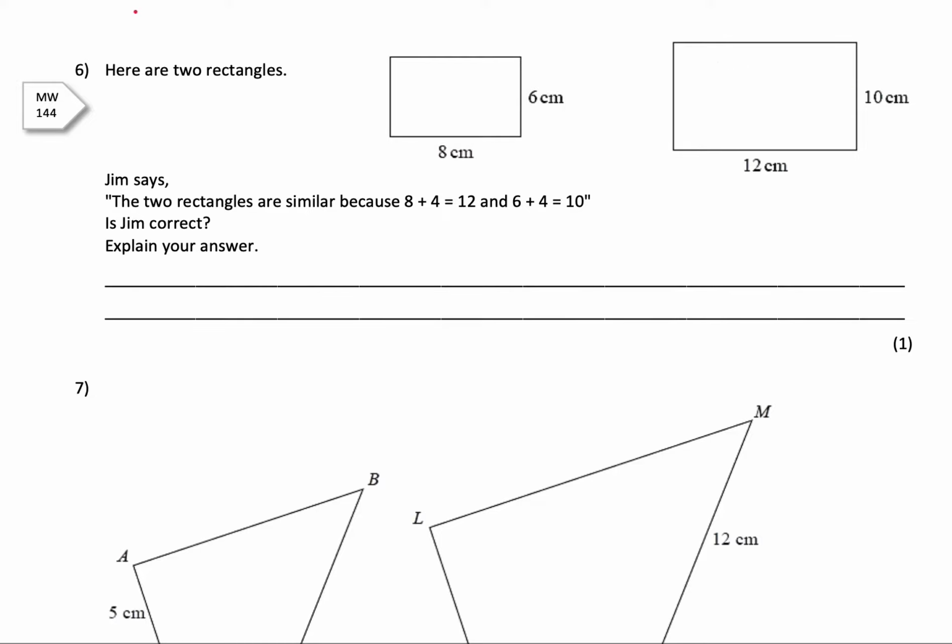So what we're looking for when we've got similar shapes is that we multiply by the same thing to find the length of the corresponding side, not add. So here, to get to 12, I would want to times by 1.5. Does that work here? 6 times 1.5, that would give me 9, not 10. So no, it does not work.